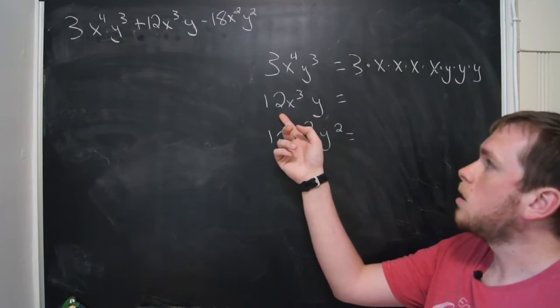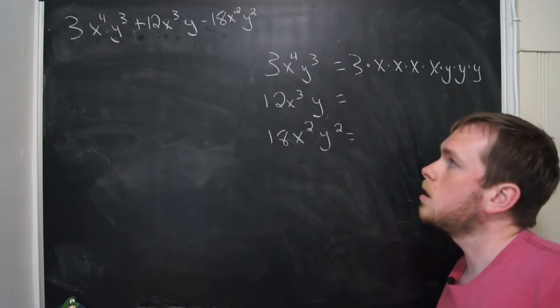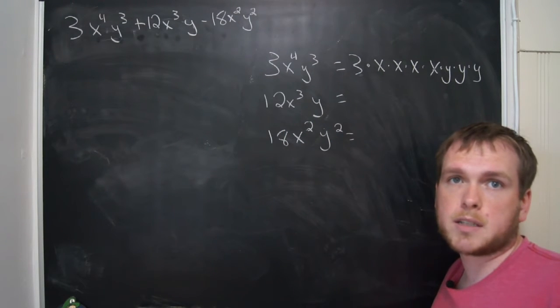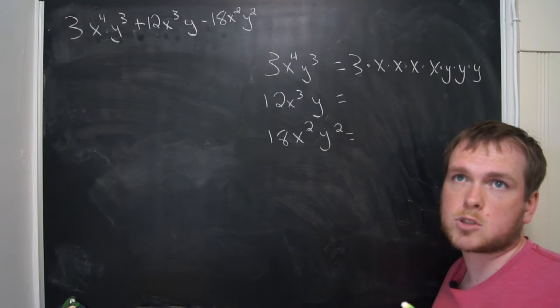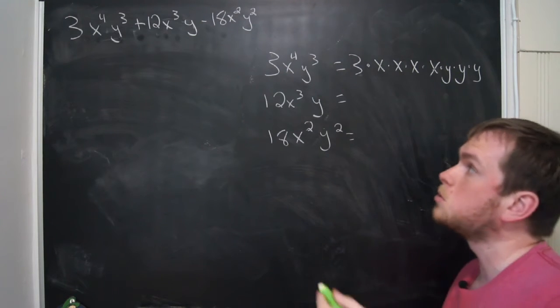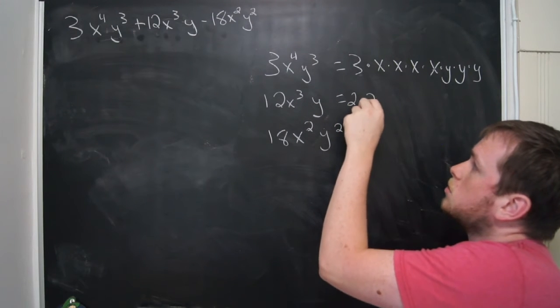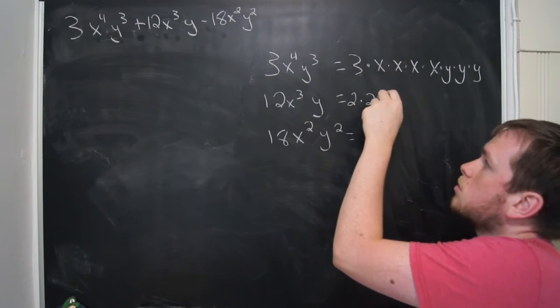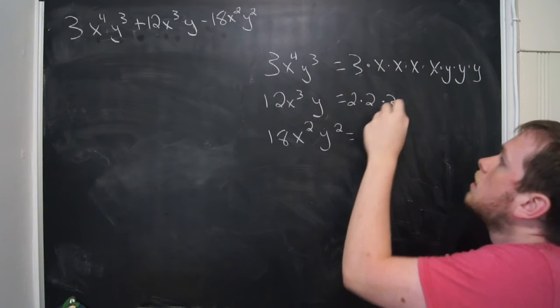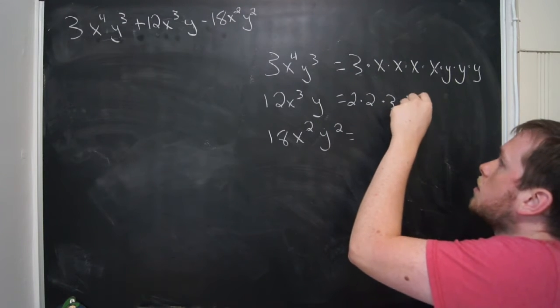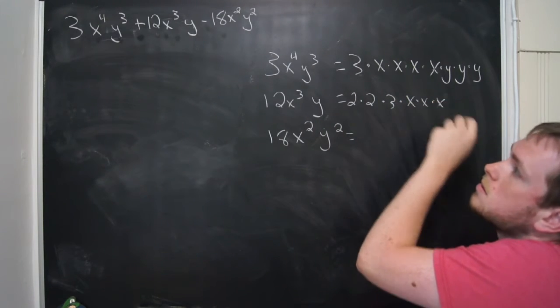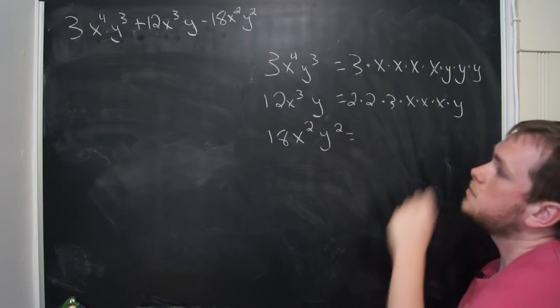Next I'll look down at 12x cubed y. Well, 12 is the same as 4 times 3. 4 is not prime, so I could say that 4 is actually 2 times 2. So I can rewrite 12 as 2 times 2, which is 4, times 3 will give me 12. And then I'll have my x times x times x times y.